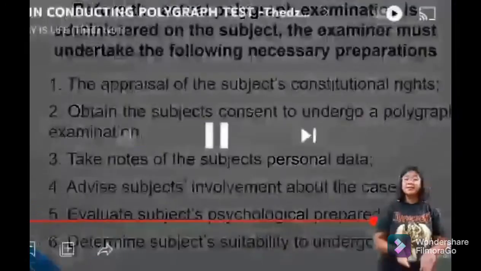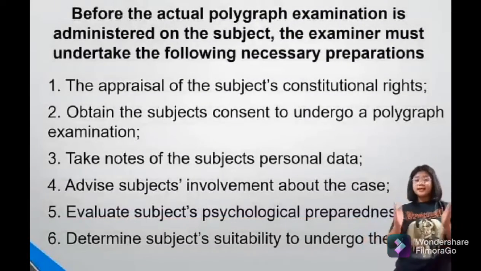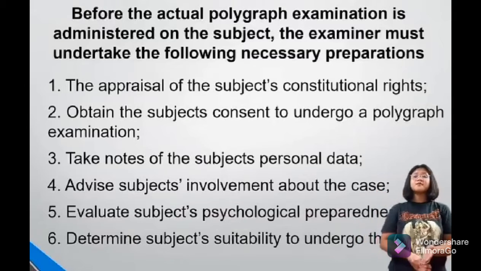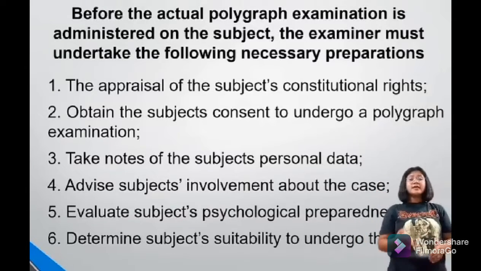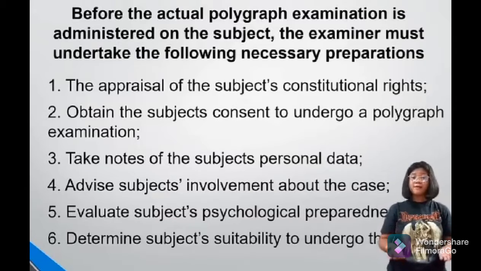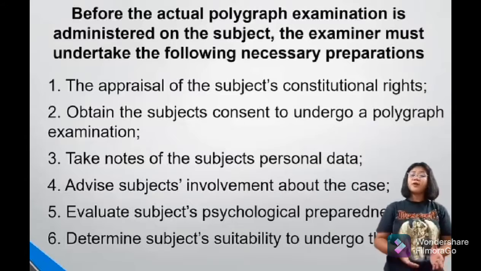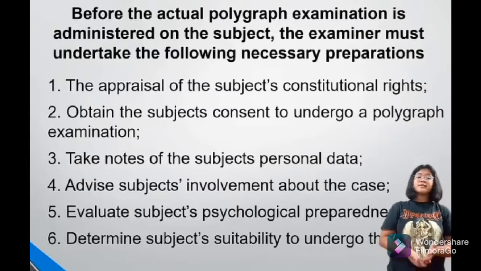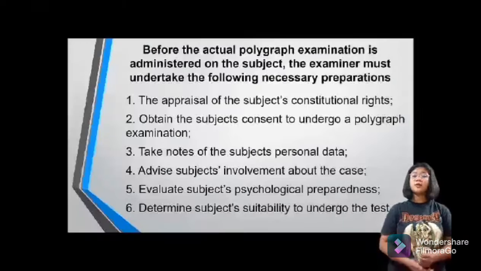Before the actual polygraph examination is administered on the subject, the examiner must undertake the following necessary preparations. Number 1, the appraisal of the subject's constitutional rights. Number 2, obtain the subject's consent to undergo a polygraph examination. Number 3, take notes of the subject's personal data. Number 4, advise the subject of his involvement in the said case. Number 5, evaluate the subject's psychological preparedness. And last, determine the subject's suitability to undergo the said test.